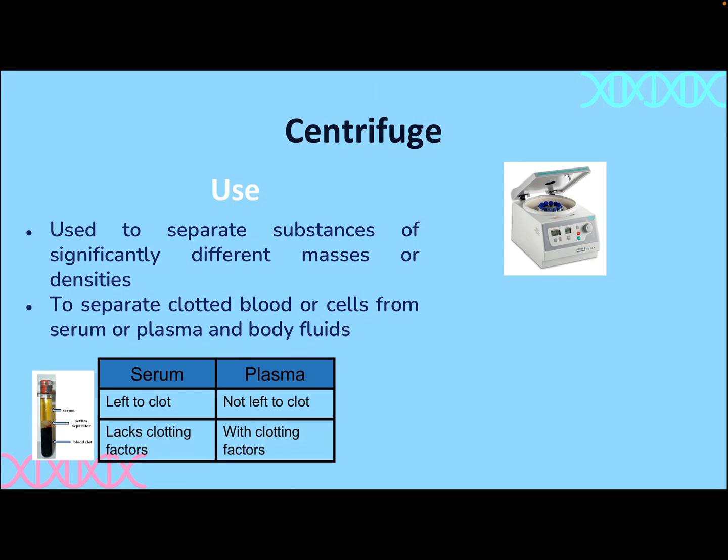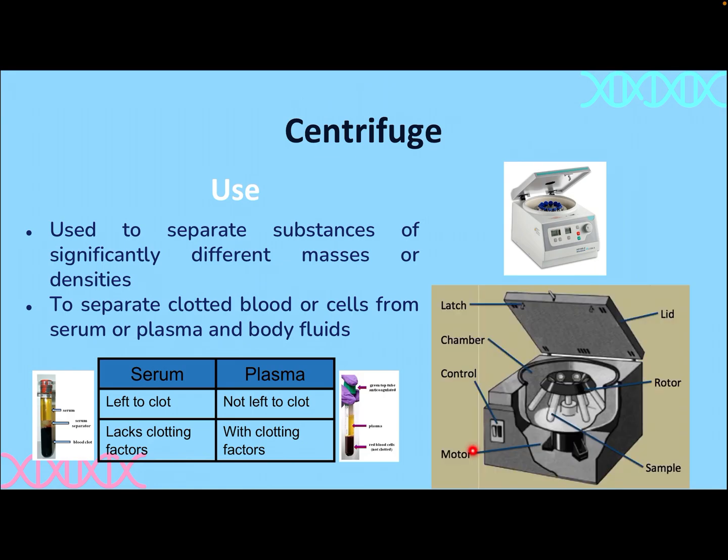serum is obtained by letting a whole blood sample to clot at room temperature and therefore would lack clotting factors. Unlike serum, plasma is obtained from whole blood that is not left to clot and contains serum along with clotting factors. In this picture, we can see the parts of a centrifuge, which includes motor, the control, the chamber, the latch and lid, the rotor, and the sample holder.